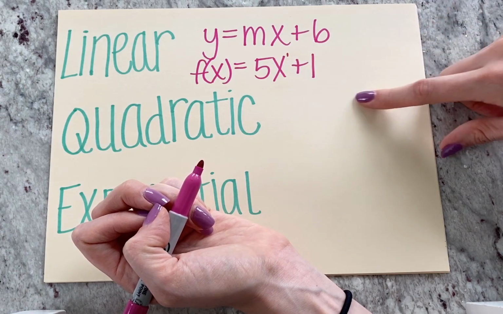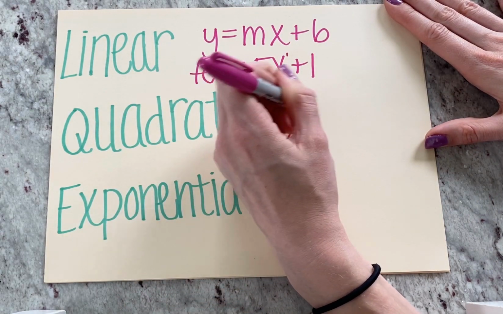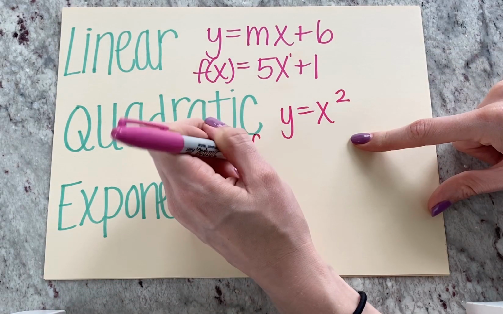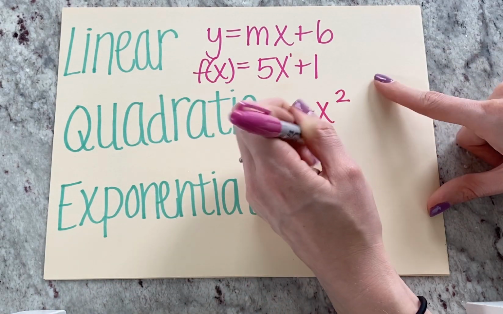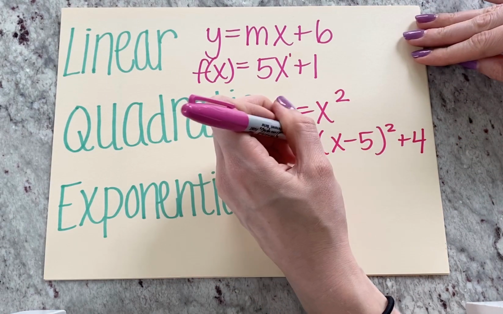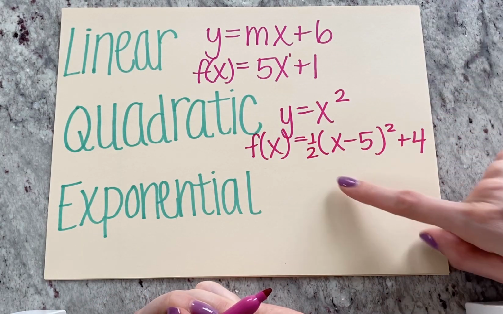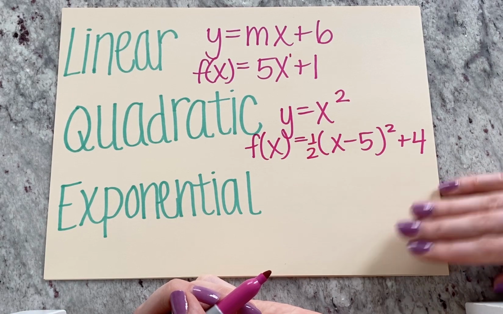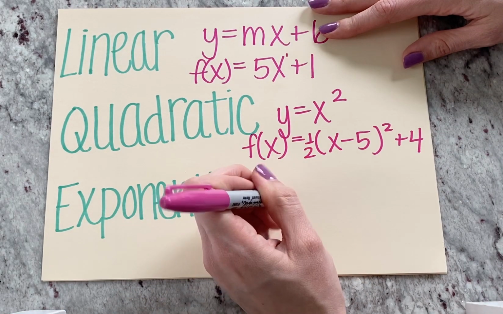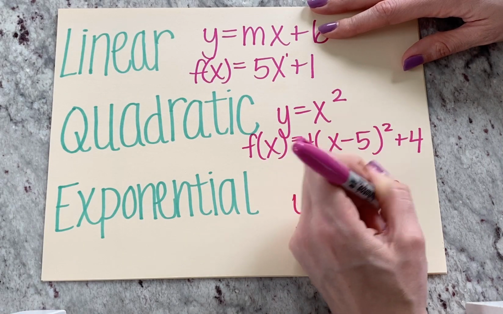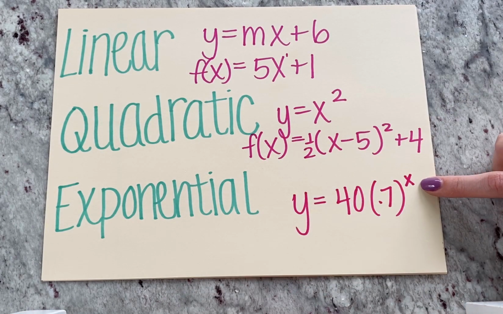So it's just a straight line. That's our slope. Versus quadratic, which is equations where the x is being squared. That could look more complex too. We could have f of x equals (x minus 5) squared plus 4. There could even be a fraction up front. But if the x term is getting squared, we are looking at a quadratic. And then finally, an exponential function is something where x is located in the exponent. So those are the differences between those three.